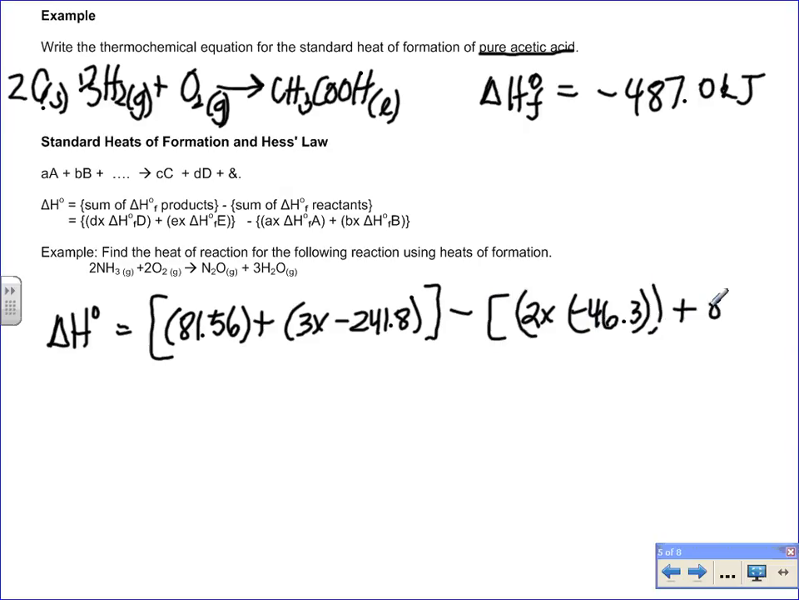And plus 0, because oxygen is an element already, it's got a heat of formation of 0. Now, as you can see, the actual computation is going to be a bit of a mess, so you need to be careful with the signs, and I would recommend that you double check your calculations when you're doing these. Okay, when you do the math, you get negative 551.24.